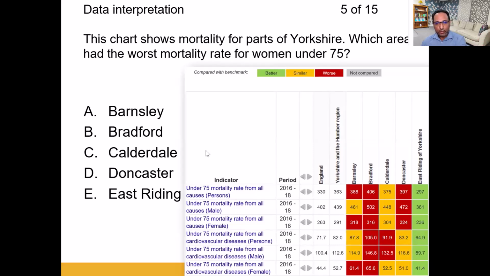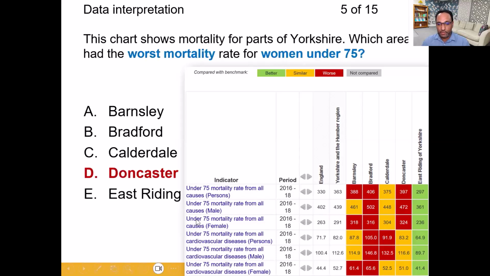All right. So once we've got the right line, then it's just a matter of looking. These are deaths per 1,000 population. So the correct answer is D, Doncaster. Okay, so if we look at the right line, there's no maths, there's no formulae, you just have to read the numbers. As you can see, Doncaster had 324 deaths per 1,000 people. That's higher than anywhere else. The second highest was Barnsley.